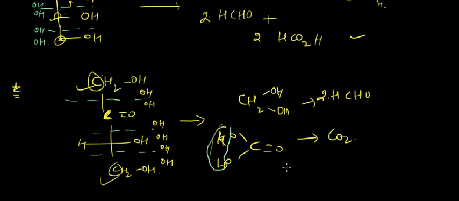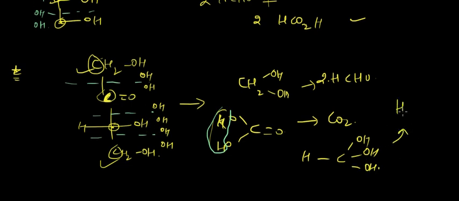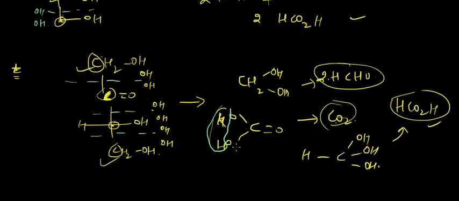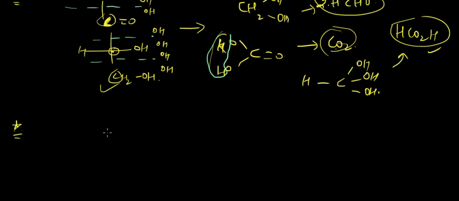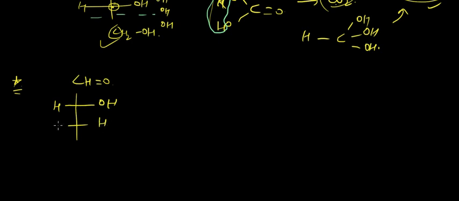And for this carbon atom, what would be there? We have H, C, OH, and 2 more OH would be there, one from the upside and one from the bottom side, and we'll be having HCO2H here. So these 3 are the main compounds which are formed. Okay, what happens in this case? We have something like this. And finally we have CH2OH.